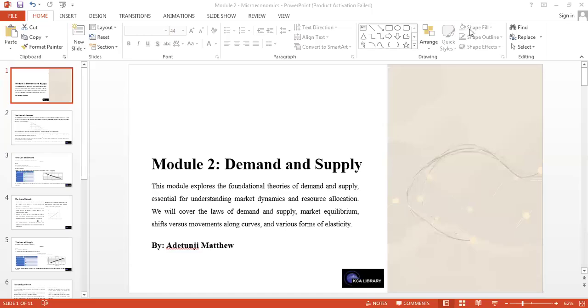Welcome to class. This module will be talking about demand and supply, and this is a very, very important concept when we talk about microeconomics. The module will explore the foundational theories of demand and supply, essential for understanding market dynamics and resource allocation. It will also cover the law of demand and supply, market equilibrium, shift versus movement along the curve, and also various forms of elasticity.